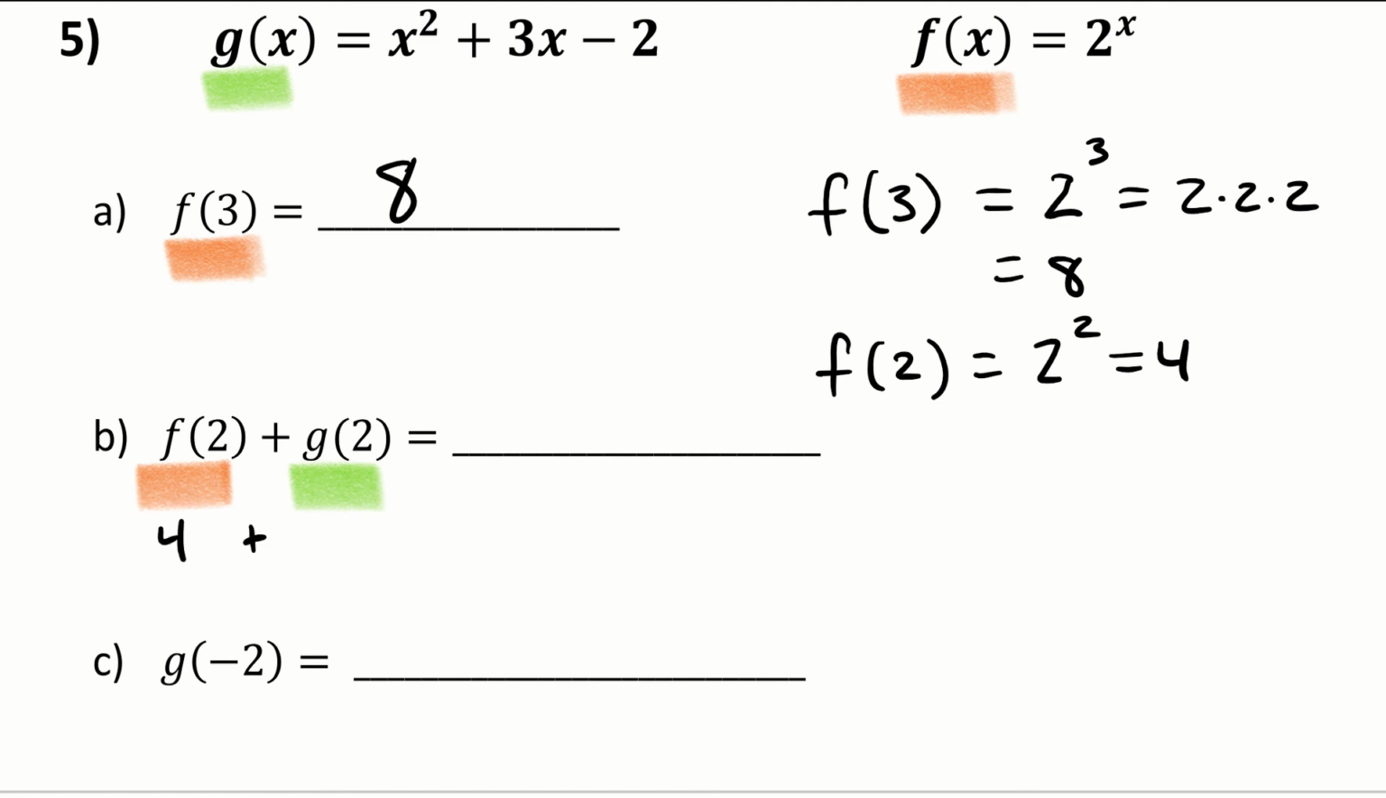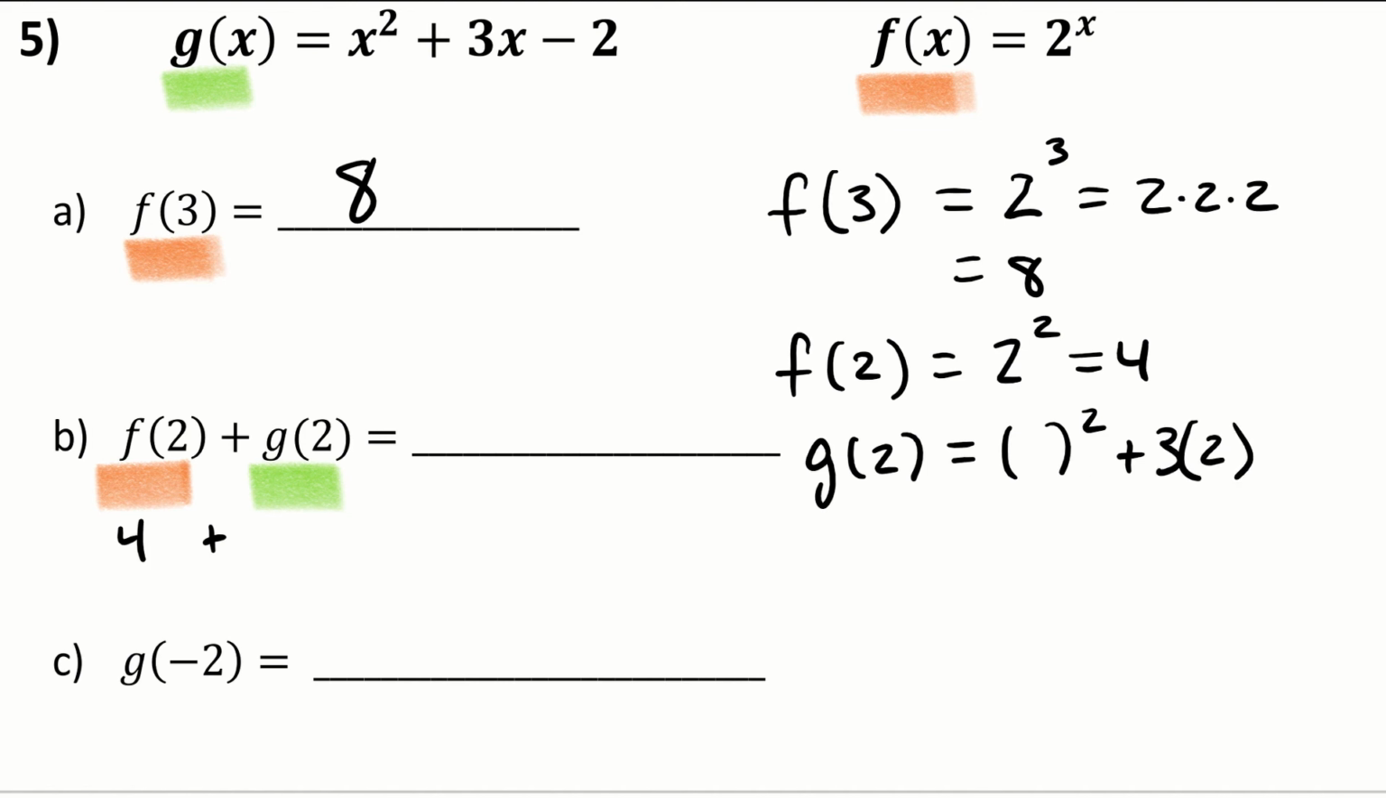And then for g of x, I'm going to be placing the value 2 in it also. And it says I'm going to take the x value, square it, and then I'm going to add 3 times the x value. I'm just plugging the x value in now, I guess. And then I'm going to subtract 2.